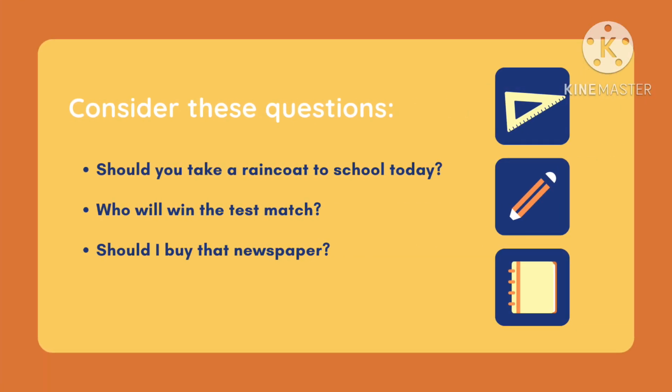Consider these questions. 1. Should you take a raincoat to school today? 2. Who will win the test match? 3. Should I buy that new paper? We can see that these things happen in our daily life. These questions have predictable answers. However, whichever you answer, there is a chance that you will be right. There is also a risk that you may be wrong. In mathematics, probability is used to describe the likelihood of an event occurring.